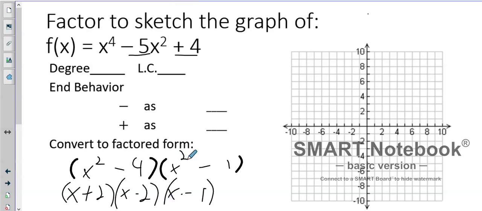Oh, sorry. I had x squared plus 1. That actually is going to be x plus 1, x minus 1, because it's also a difference of squares. I knew something didn't look right. How did I know I made a mistake? Because I only had 3 parentheses, 3 binomials, and I should have 4.